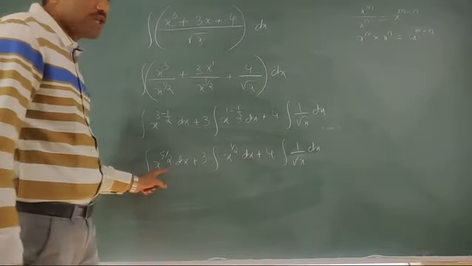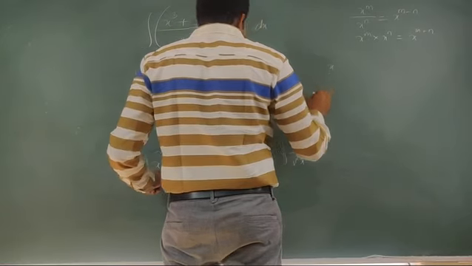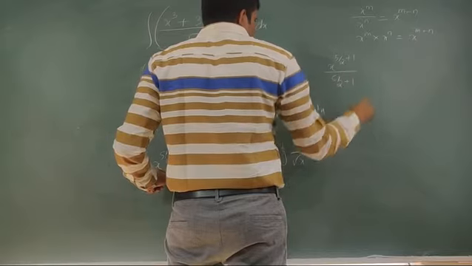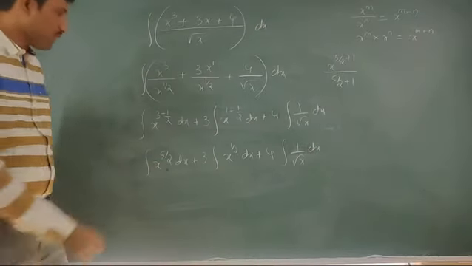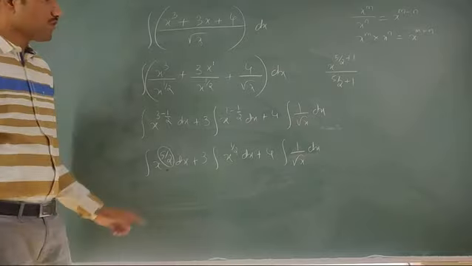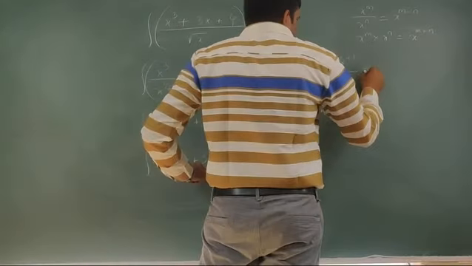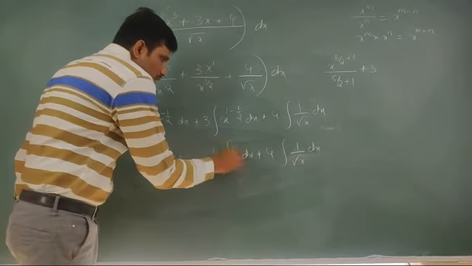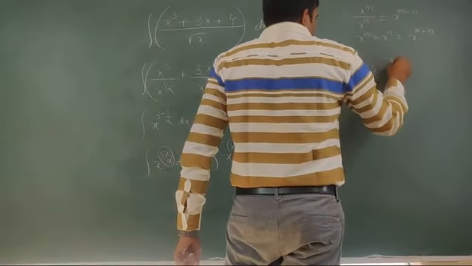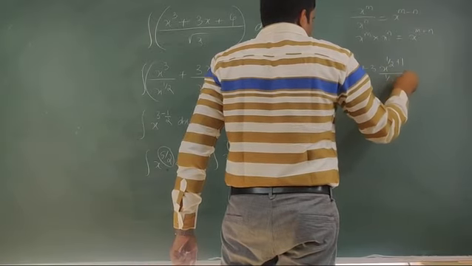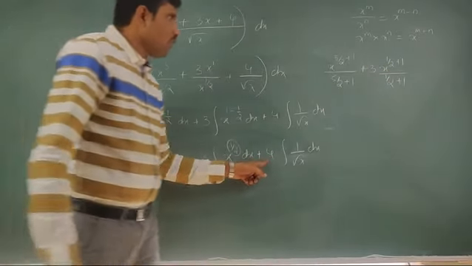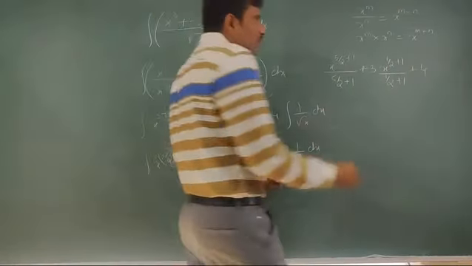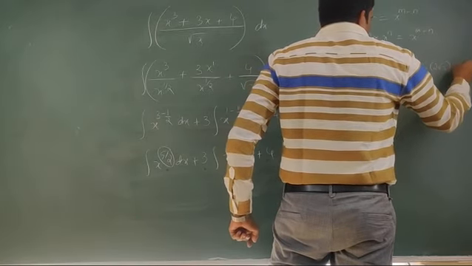So what is integration of x raised to n? x raised to n plus 1 divided by n plus 1, that is x raised to 5 by 2 plus 1 divided by 5 by 2 plus 1. Here n value is 5 by 2. Plus 3 into, again x raised to n, n is nothing but 1 by 2, that is x raised to 1 by 2 plus 1 divided by 1 by 2 plus 1, plus 4 into integration of 1 by root x. Integration of 1 by root x is 2 root x plus c.